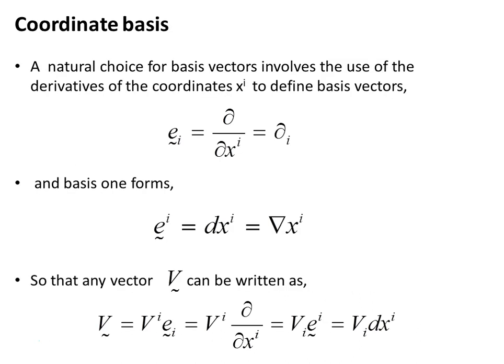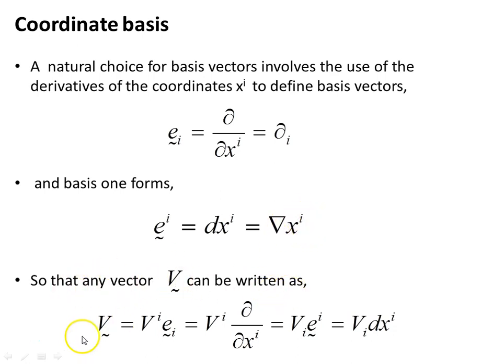So a natural choice for basis vectors involves the use of the derivatives of the coordinates x^i to define basis vectors. The symbol for basis vectors is this one, the familiar one, or this one. We've seen this one in the previous video on directional derivatives, or more compactly written in this form, ∂ subscript i. And basis one-forms, e contravariant i here, is dx^i there, or ∇x^i.